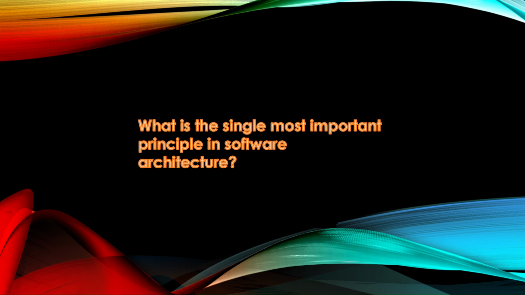The most asked question in software architecture is, what is the single most important principle in software architecture? While it's hard to choose just one, many architects say that separation of concerns is key. By dividing your system into distinct components, each responsible for a specific task, you create a more maintainable, scalable, and testable system. Whether you are using layered architecture, microservices, or hexagonal patterns, keeping concerns separated ensures that changes in one area don't ripple through the entire system.